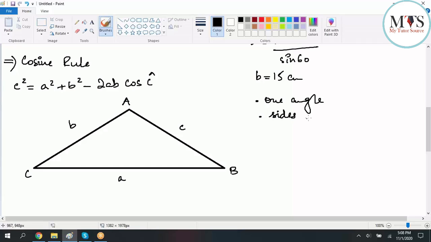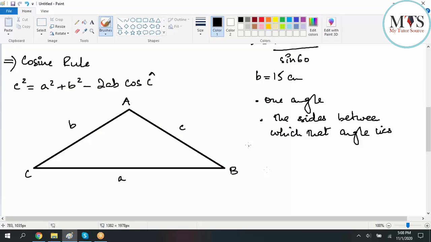You are given the two sides between which that angle lies, and you need to find the corresponding side, the side opposite that angle.